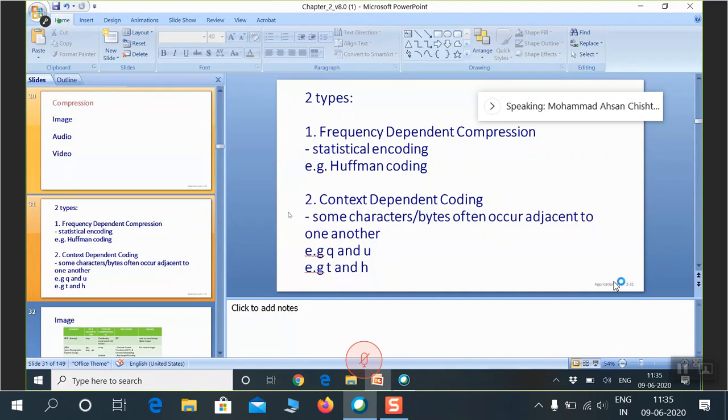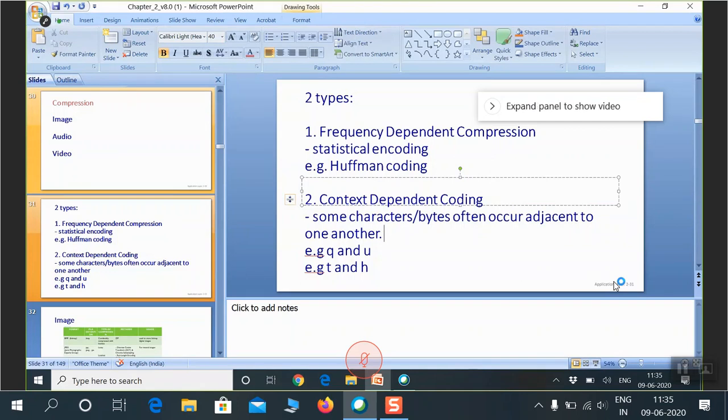And the example for context dependent coding is run length coding, known as RLE, run length encoding. This is one example that we have, and this is another example that we come across for data compression.